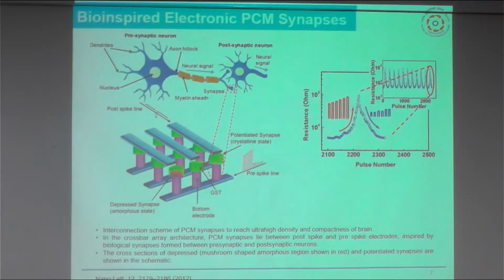So this is the overall idea, and this is the cross section of the depressed, mushroom-shaped amorphous region shown in red, as you can see here. This is the depressed synapse and this is the normal one. Depressed means you have given a pulse, and this region has got amorphized. In the normal one you cannot see any red region. Only this one is red, which means this is the one you have depressed. Depressed means you have given an electronic pulse and changed its conductive state. Is it clear? This is the way by which we can identify our electronic synapse.